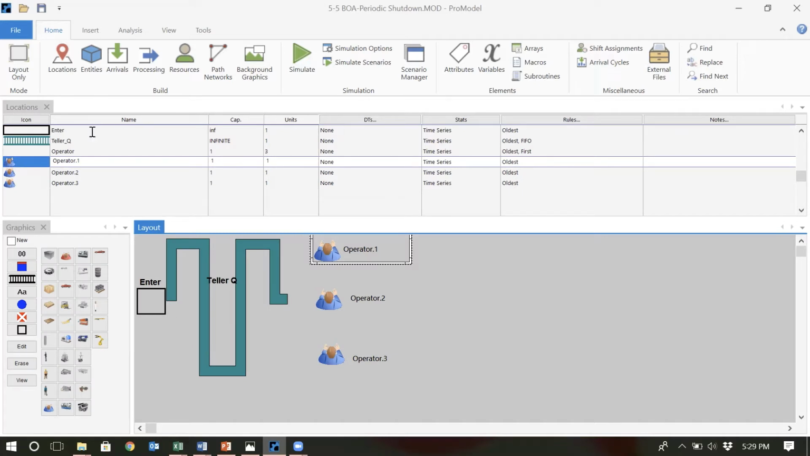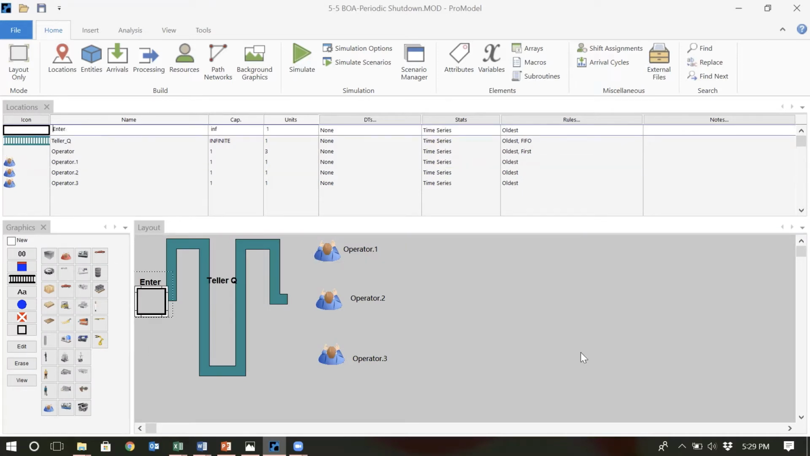This is the structure of my model. There is entrance, there is teller queue, and then there is operator. There are three operators. For the queue and entrance, I put the capacity of infinity. For the operator, as I said, there are three parallel operators, so I define the unit as 3.